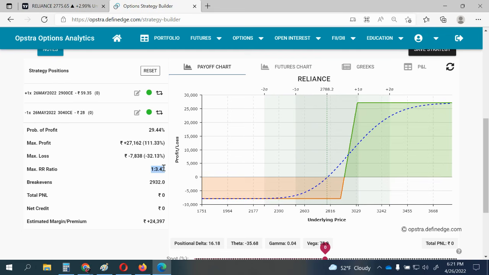I mean, the more the better, but do not go for something like 1 is to 5, because your probability of profit will decrease. The bigger the risk to reward, the lower the probability of profit.